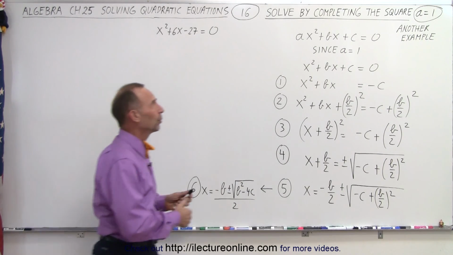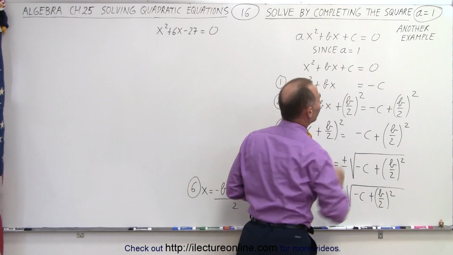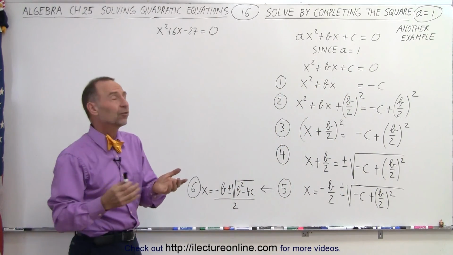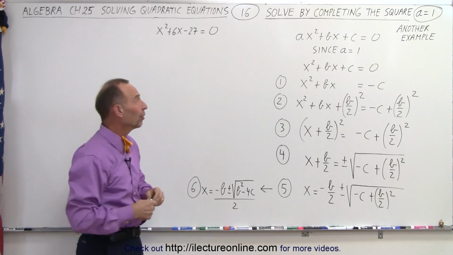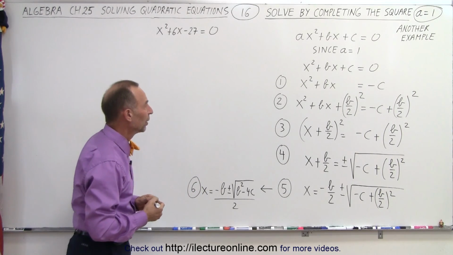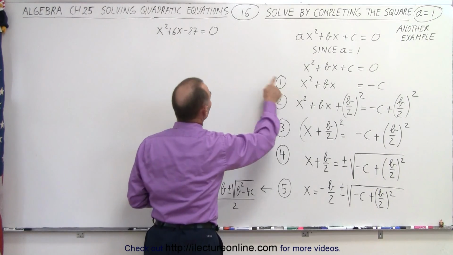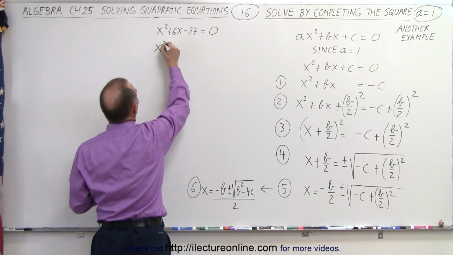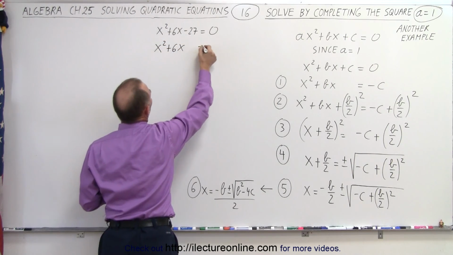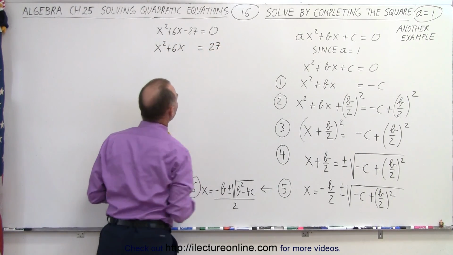Same thing. We're going to solve this quadratic equation using the completing the square method, and it's going to be where a equals 1. So we're going to follow the same steps as before, but for a different example. Notice for the first step, we're going to take the constant term and move it to the right side. So it ends up with x squared plus 6x is equal to a positive 27.